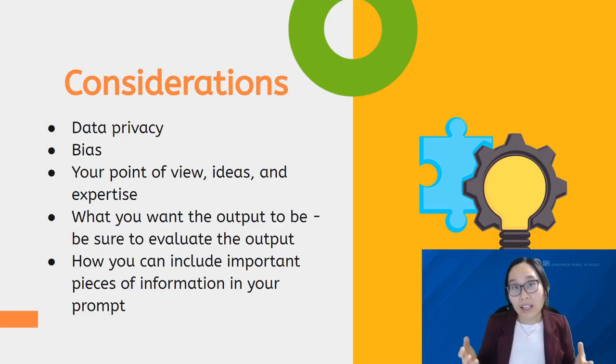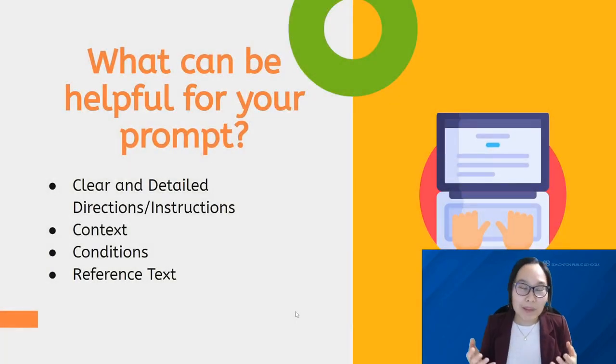And so again, then that leads me to the last consideration there of how you can include important pieces of information in your prompt. In general, the more information you put in, the more likely it's going to help shape the output to what you wanted the output to originally be. All right, so that leads me then to what can be helpful for your prompt. So like I was mentioning, the more detailed instructions or directions that you provide it, generally the more context it's going to have. And of course, the more clear you are, the better it's going to be as well.